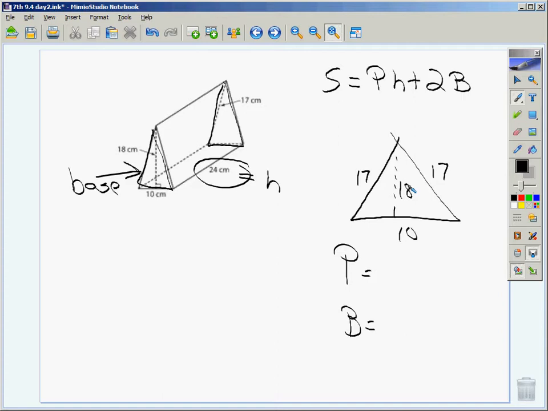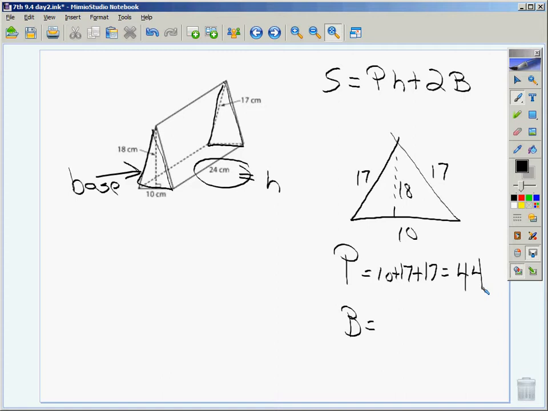How would I find the perimeter? Add all the sides together. So it would be 10 plus 17 plus 17. It would not include 18 because it's on the inside, not the outside. 17 and 17, 34 plus 10, 44. Everybody with me on how I found the perimeter of my triangle? Yes. Questions so far?